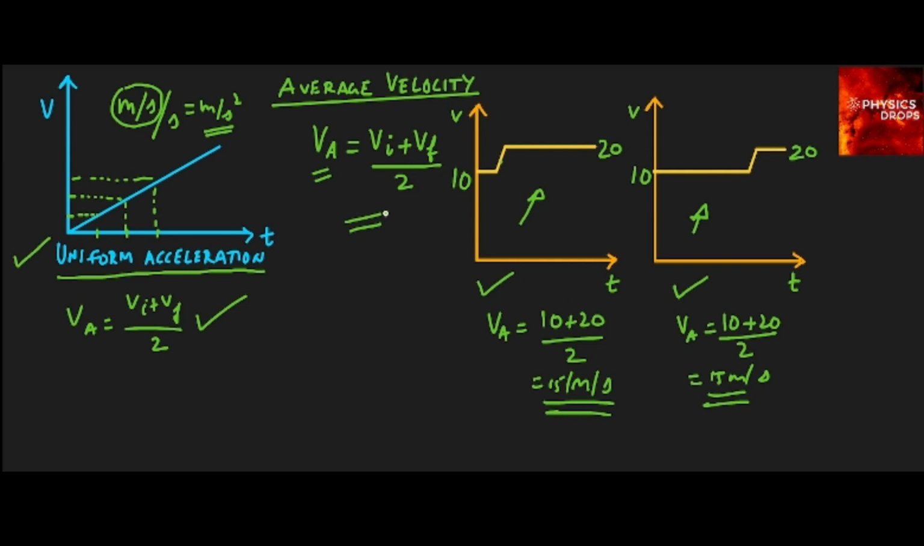So we can only use this formula of initial velocity plus final velocity by 2 when the acceleration of the particle under motion is uniform. Uniform acceleration is the criterion for this particular formula.